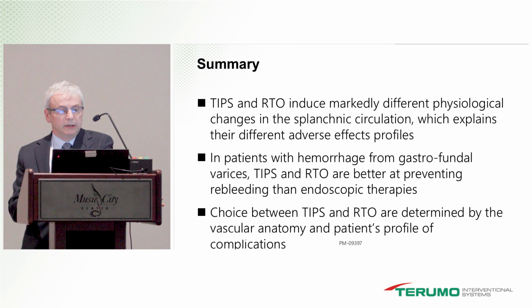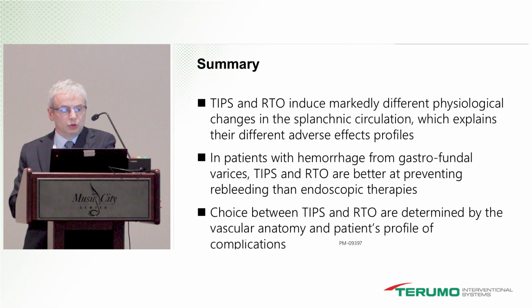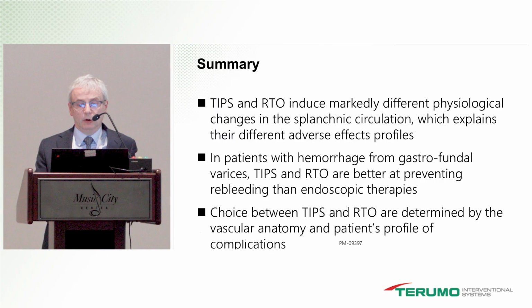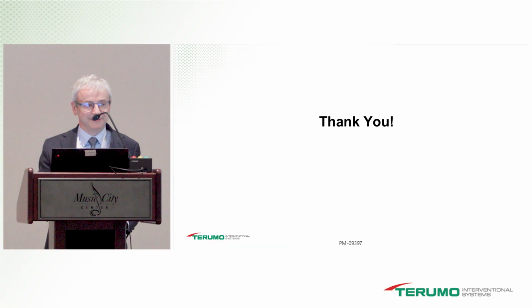So this is my summary. TIPS and RTO induce markedly different physiological changes in the splanchnic circulation, which explains the different adverse effect profiles. In patients with hemorrhage from gastro-fundal varices, TIPS and RTO are better at preventing rebleeding than endoscopic therapies. This is data from randomized trials. And the choice between TIPS and RTO is determined by the vascular anatomy and the patient's profile of previous complications. Thank you very much.